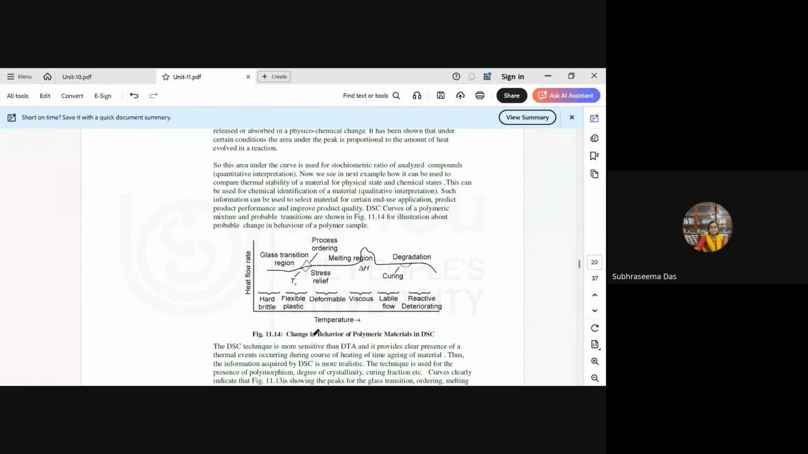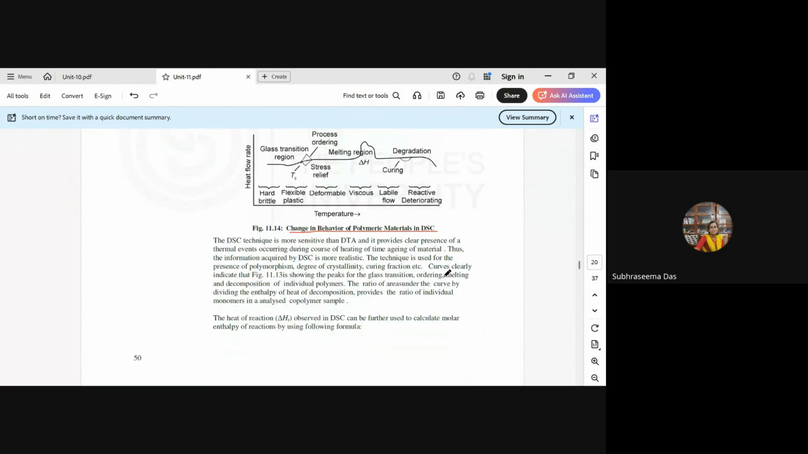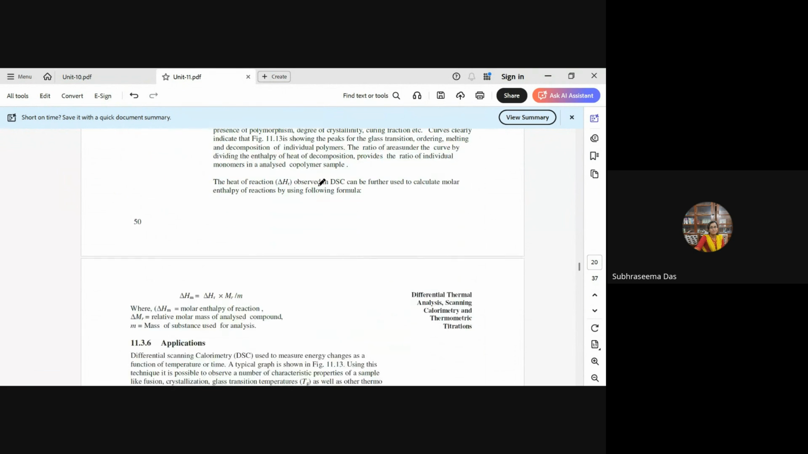Figure 11.14 shows the change in behavior of a polymeric material in DSC. If we keep on increasing the temperature, first it is hard and brittle in nature, then it becomes plastic and flexible, then deformable, then viscous, then labile flow, and then ultimately it undergoes deterioration. In this way, the DSC technique is helpful in understanding the different types of transitions that occur within the polymeric substance.